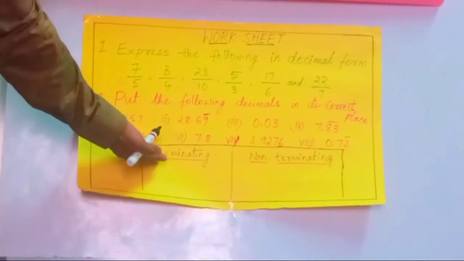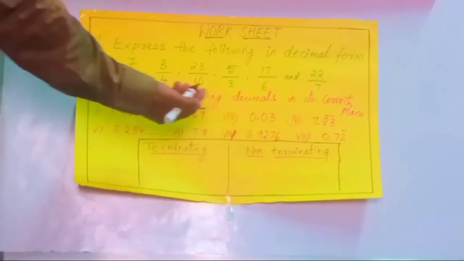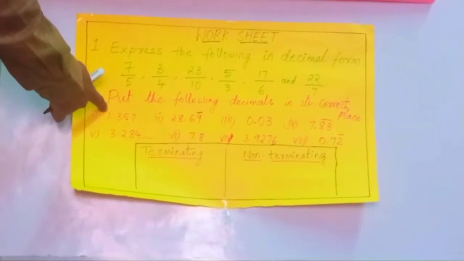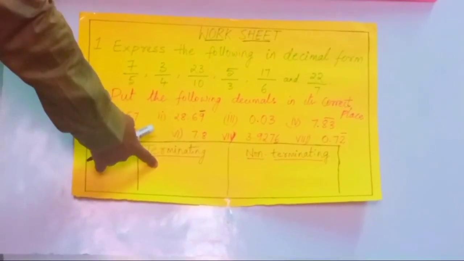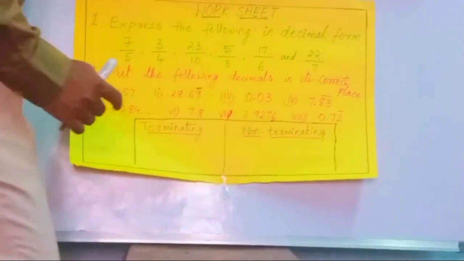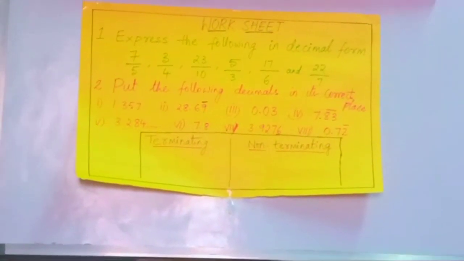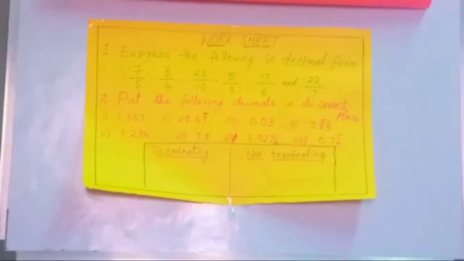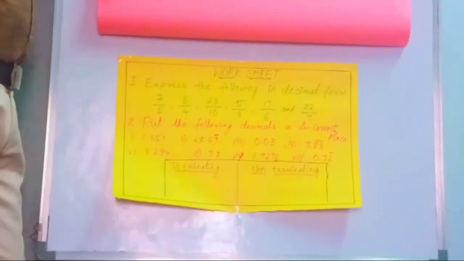For example, this is a terminating and non-terminating table. For the first one, is this terminating or not? If it is terminating, you have to put it in this box. If it is non-terminating, you have to put it in this box. This is your homework, a small homework, okay, so that it will be practice for you all.